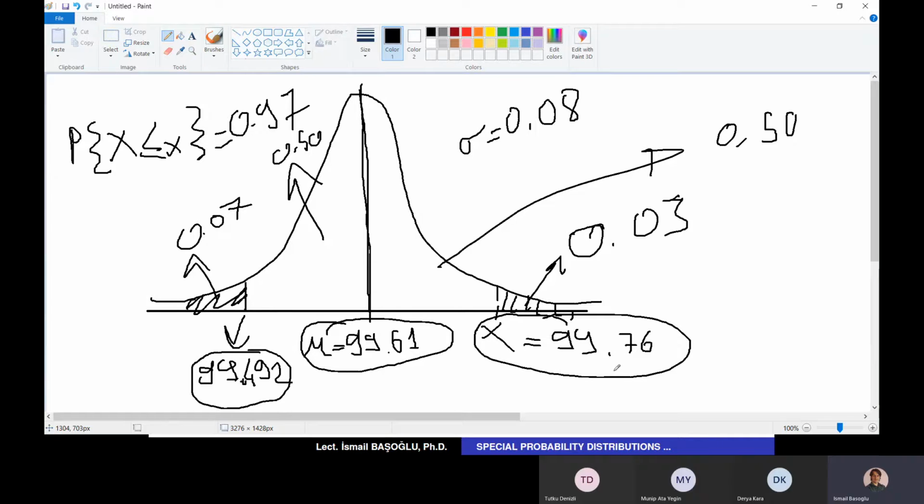Now, when you solve such questions, in the end, you can check whether your answer can be true or not by looking at the original picture here.